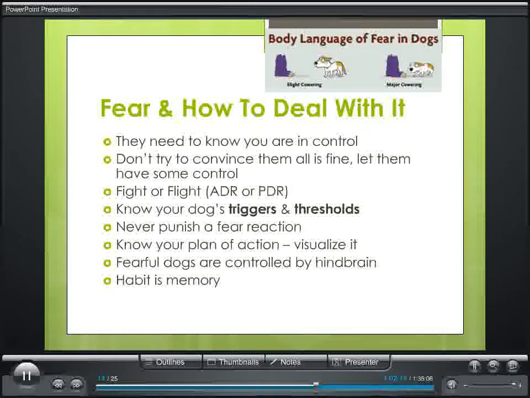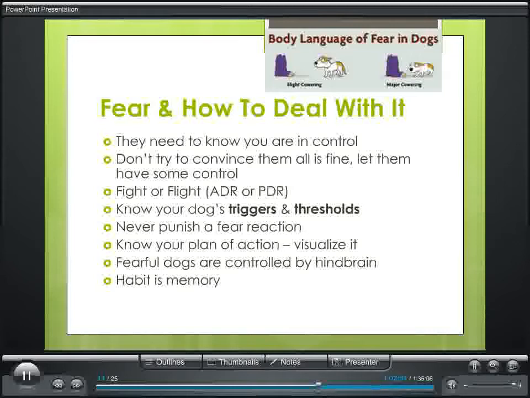And that brings us into fight or flight. That's the choice your fearful dog has. I can fight or I can flight. The one we prefer, of course, is flight. And these are referred to as ADR and PDR, active defense reflex or passive defense reflex. So the active defense reflex would be fight, and the passive defense reflex would be flight. And like I said, we want to encourage our dogs, and perhaps we have to even teach our dogs that flight is the option we want them to choose. Once we have our dog flighting and not fighting, that's a good first step.